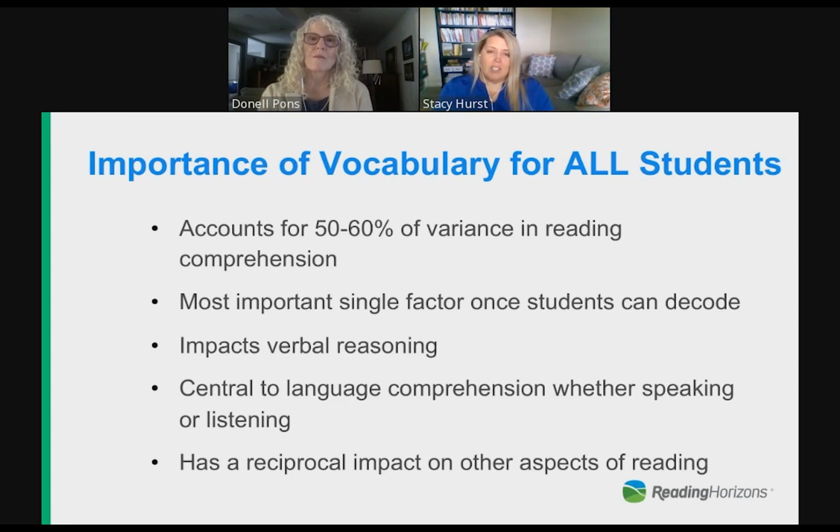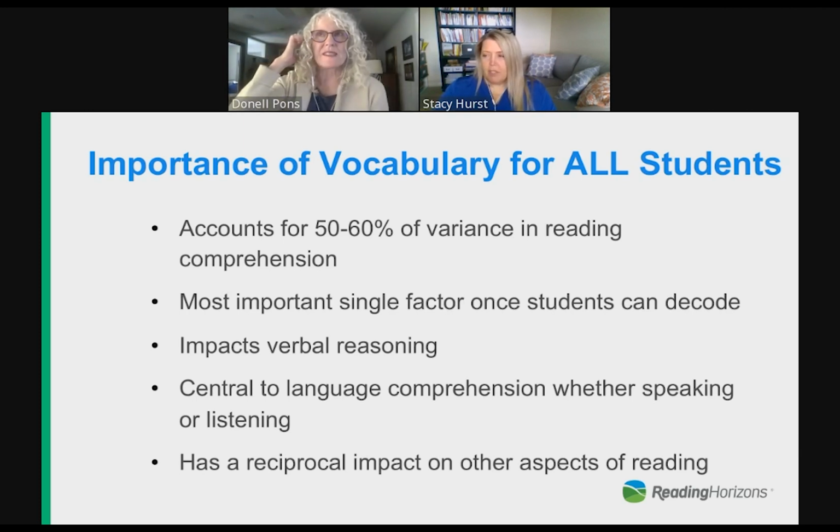So, Donell, can you speak to this too? I'm sure you've worked with plenty of older students, English language learners, who have had a focus on speaking and listening. How do they combine all of that with the vocabulary instruction or vocabulary knowledge?